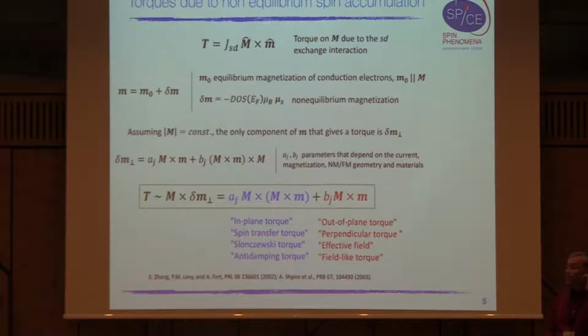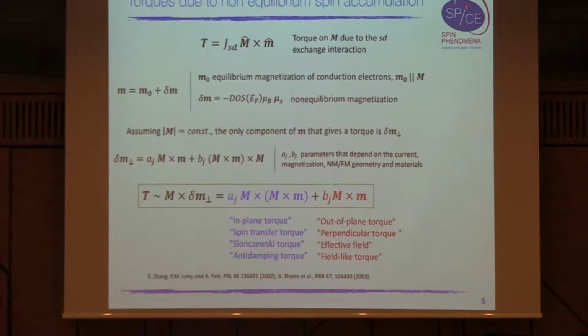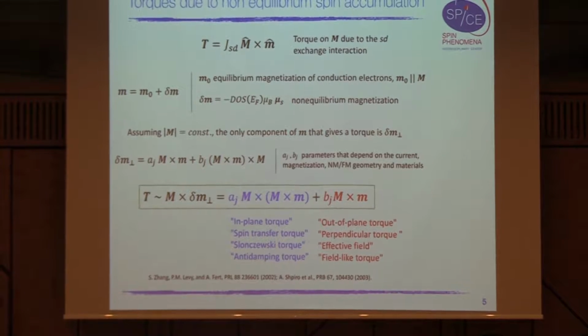Now a little bit of this tutorial is also to share some of the jargon that is used for this type of torque, because sometimes you're going to hear different names for the same thing. It is the same thing. So the Slonczewski torque, sometimes called the anti-damping torque, the spin transfer torque, or the in-plane torque, depending on the geometry of the experiment, and the field-like torque, the effective field-like torque, can also be called perpendicular torque, out-of-plane torque, effective field. It's just simply defined by the geometry or its character in terms of energy. Okay?